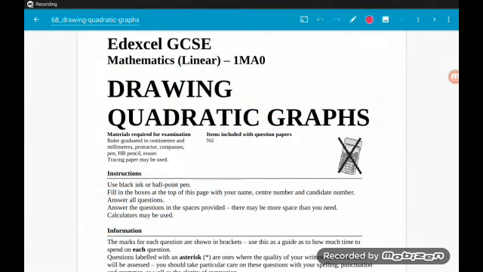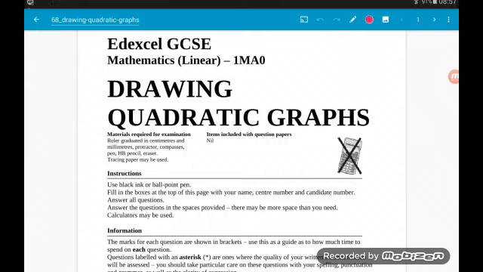Hey guys, in this video we're going to take a look at plotting quadratic graphs. These are the types of questions where you're given a table with some missing values, you're given your quadratic equation, you need to fill in the values and then plot the graphs, and some of them also have extension where we're then asked to use the graph to solve our quadratic equal to some number.